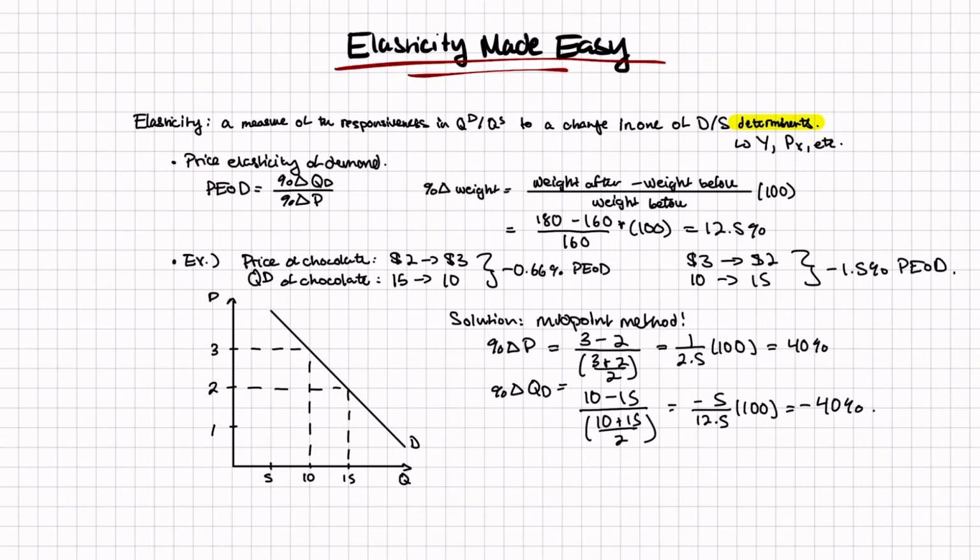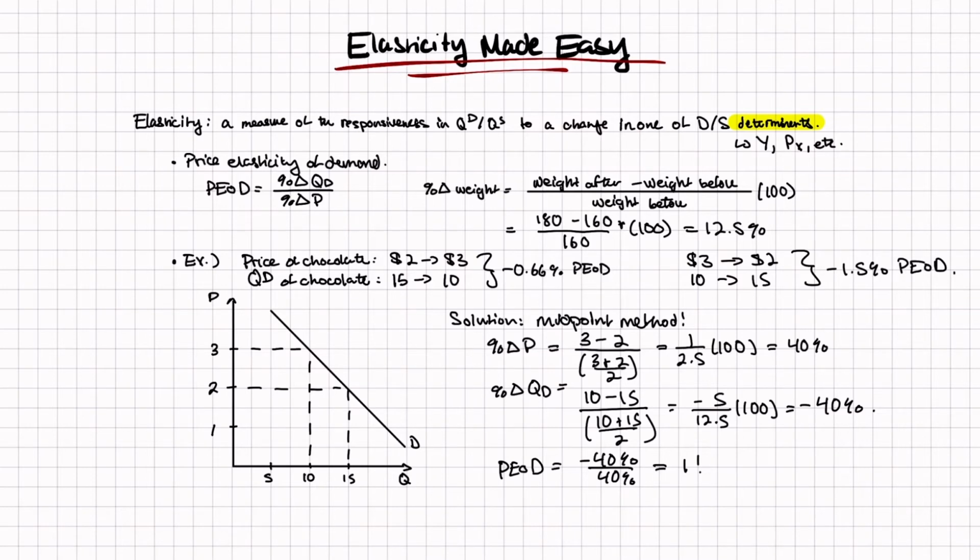We can then stick these into my price elasticity formula. The percentage change in quantity demanded is negative 40%. This is divided by the percentage change in price, 40%. 40 over 40 is 1. A 1% increase in price therefore reduces my quantity demanded by 1%. This is where the value of the midpoint method becomes clear. Before, I got different elasticities depending on whether I started at $2 or $3. We just went through the example starting at $2 with the midpoint method.